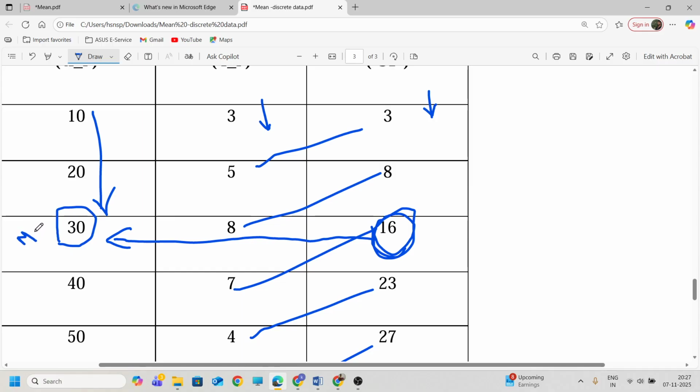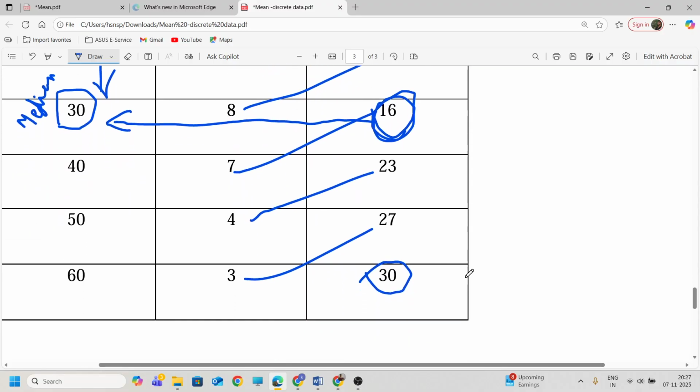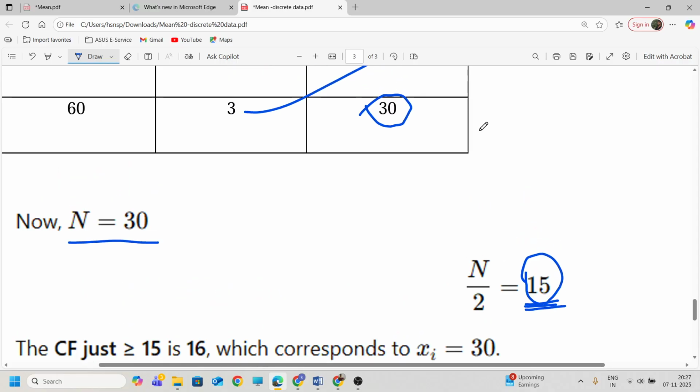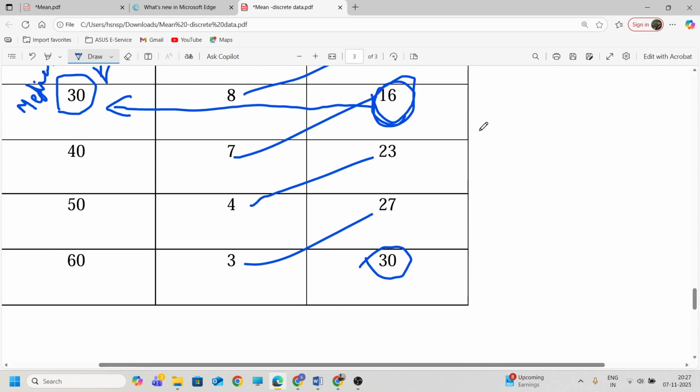Okay. N by 2, the nearby n by 2 value, we have to check in the cumulative frequency. The corresponding data is called the median value. Okay? So n by 2 gives the middle value, right? Average, center value. So what value in the cumulative frequency is nearer to that center? That is the middle value. The data is called the middle data, median data.